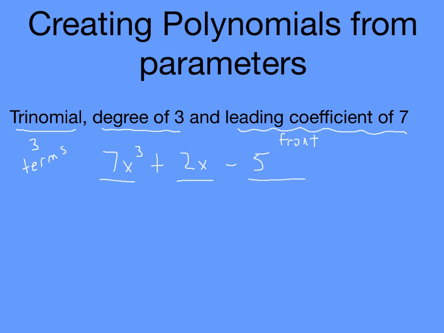I could have done something a little bit different. I also could have said, okay, here's my 3 terms, here's my 7, maybe I want 7w to the 3rd power minus 4w squared plus 2. Both of these answers would be considered correct because they meet the rules that were set for me. Now I'm going to let you practice a couple.